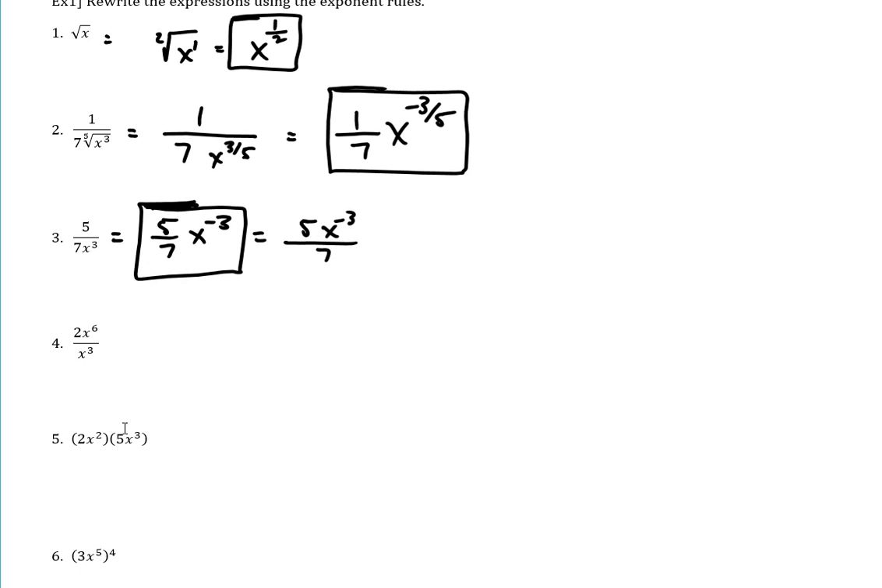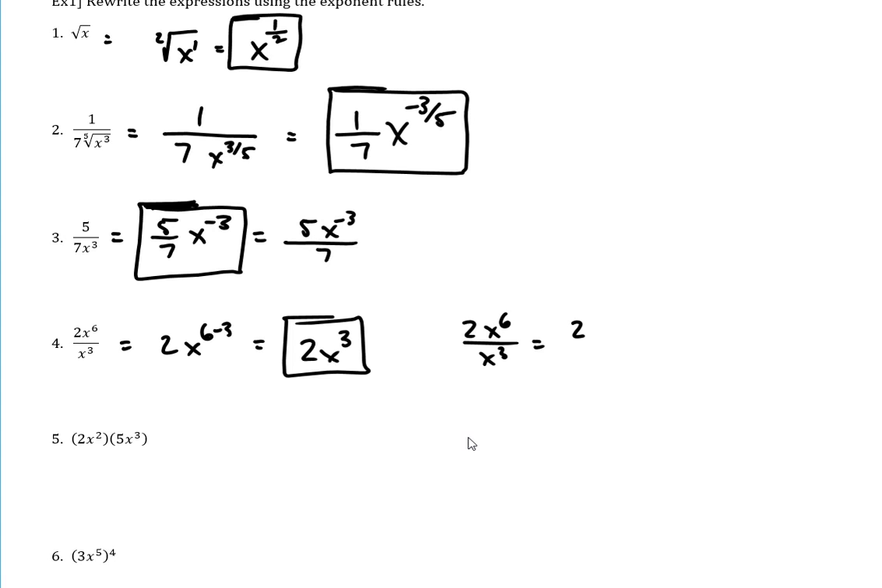All right, then for number 4, we see the same bases being divided. The 2 is just hanging out again. Our rule for this is to take the 6 and subtract the 3, and 6 minus 3 is 3. So it's 2x cubed. Again, notice the coefficient is always just hanging out, doing its own thing. If you're ever confused about the rules, you can always go back to what this really means. Remember that powers just tell you how many times you're multiplying it by itself.